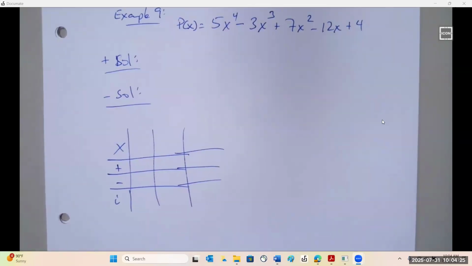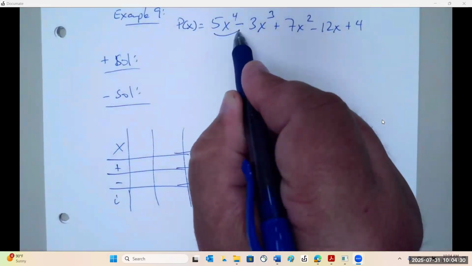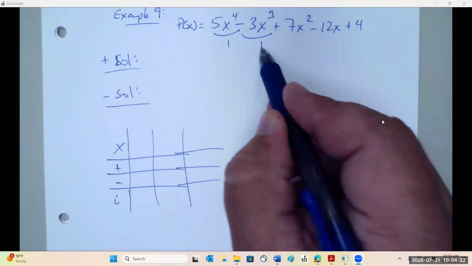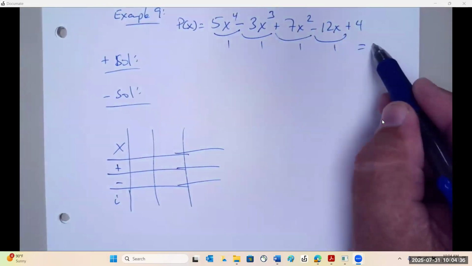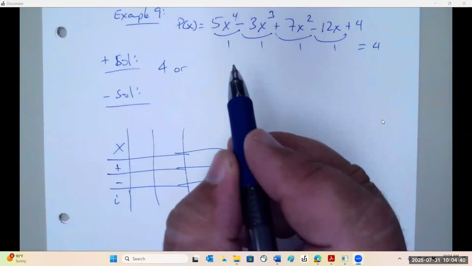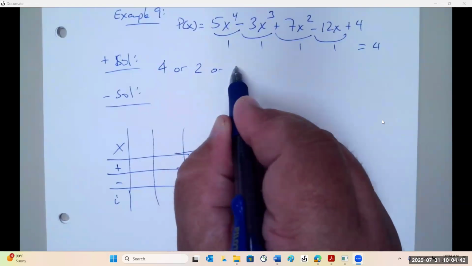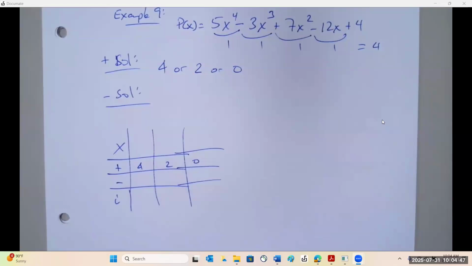All right, how many sign changes are there for the positives? Is that a sign change? Is that a sign change? Is that a sign change? So we have 4 or what? Or 2 or 0. So the positives can be 4, 2, or 0.